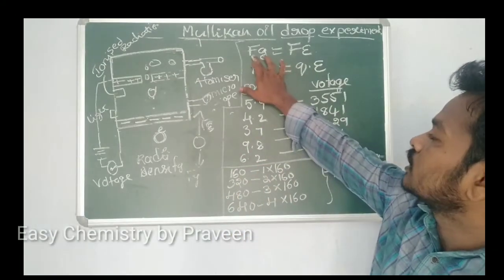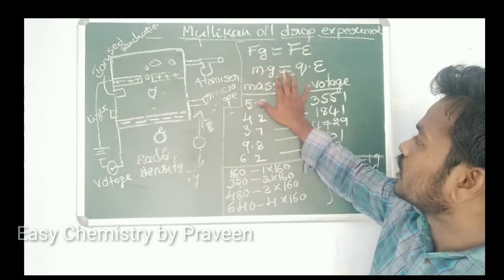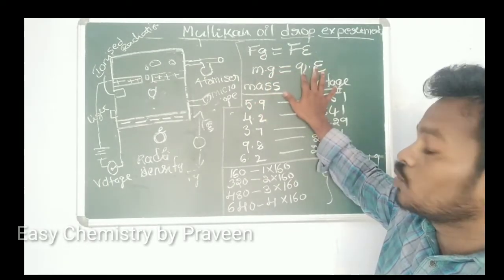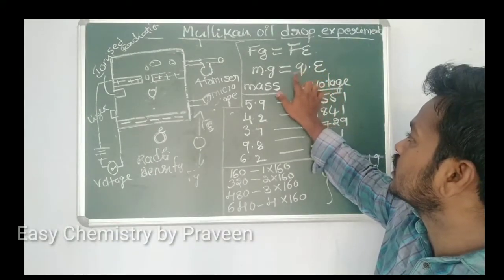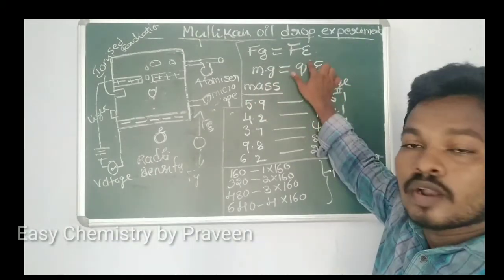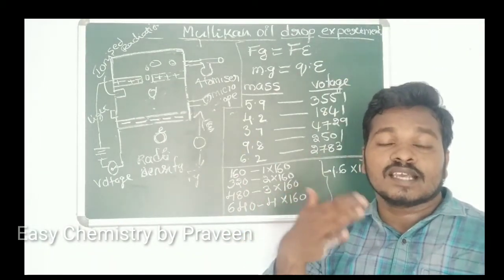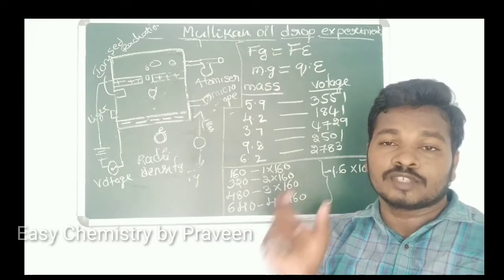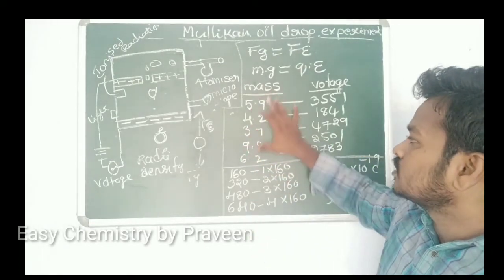So when suspended, Fg is equal to Fe. That means mass times acceleration due to gravity equals Q times E, where Q is the charge of an electron and E is the electric field. Then he could calculate the charge of the electron. He has done this multiple times, and every time he focused on a single oil droplet. So he got some readings.